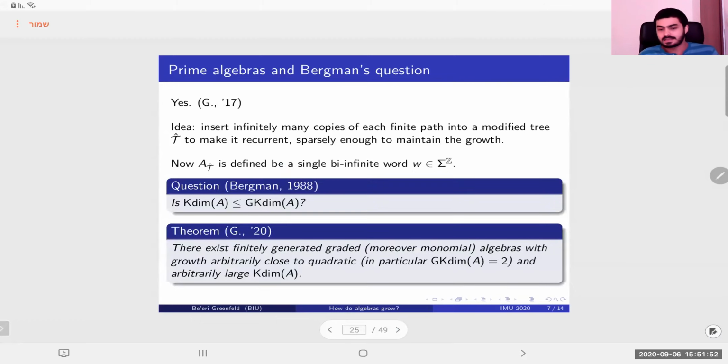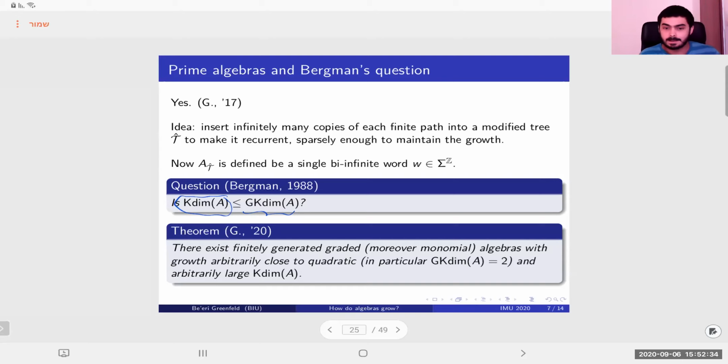Just as a side application, I want to mention that even this modification enables us to re-answer an old question of George Bergman. He asked whether the Krull dimension, which is just the classical Krull dimension, the length of a chain of prime ideals in an arbitrary finitely generated algebra, is always bounded above by its GK dimension. As I said, for commutative algebras, there's just equality. And for many other classes of algebras, it is known that this inequality holds, including Noetherian algebras and rings satisfying polynomial identities. But in general, the answer is no.